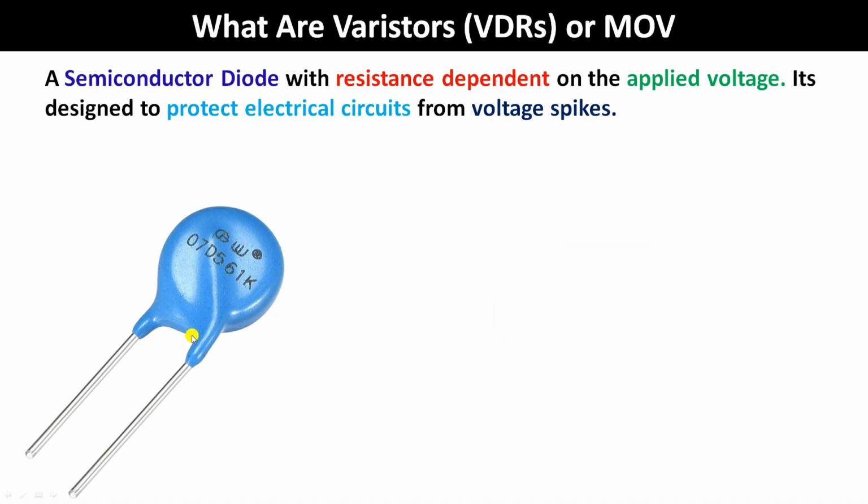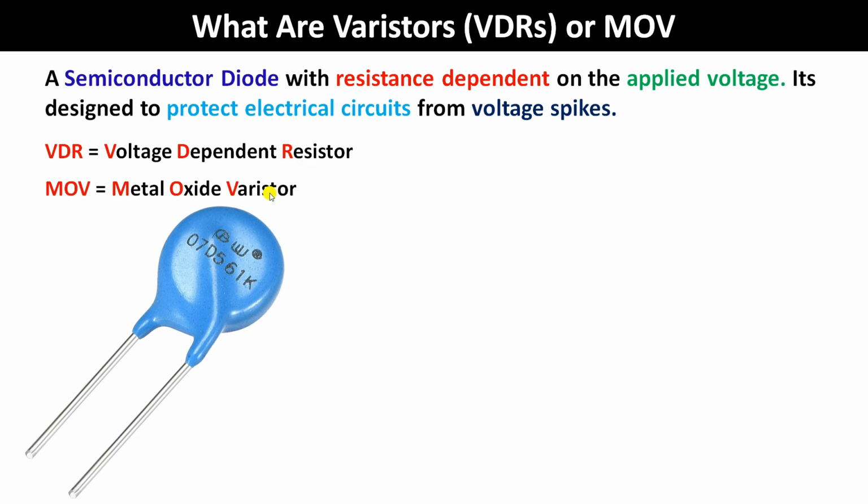Now we also call this varistor a VDR. The full form of VDR is voltage dependent resistor. Like I told you, the resistance of a varistor changes according to voltage. This is why it is also known as VDR. Apart from this, it is also known as MOV. The full form of MOV is metal oxide varistor.